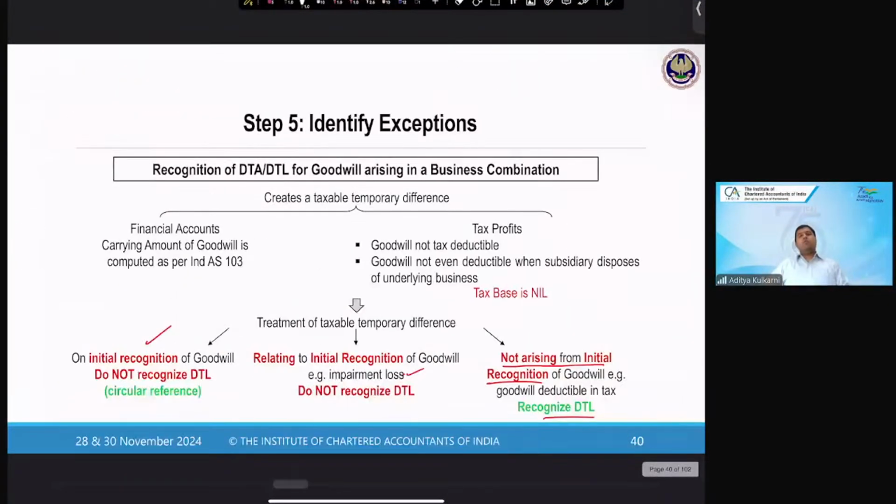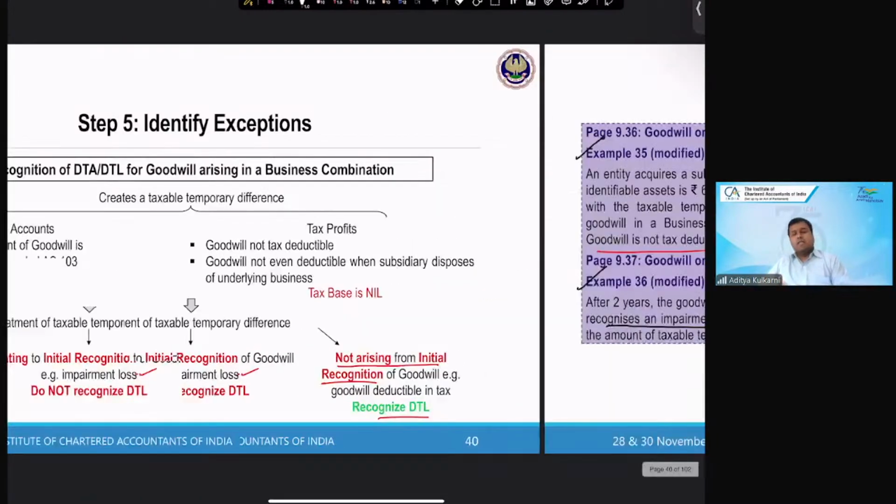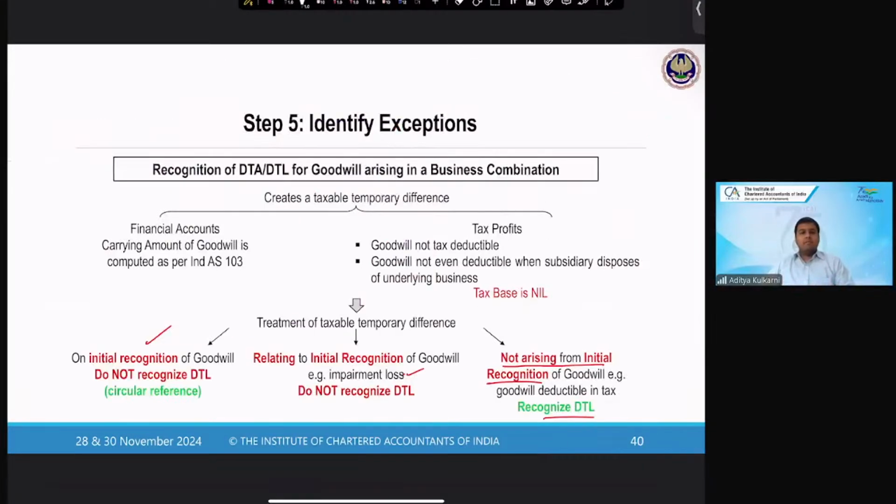Step number 1, determine the carrying amount. Step number 2, determine the tax base. Step number 3, temporary difference. Step number 4, identify DTA or DTL. So these were the first 4 steps. The next 5 steps or 6 steps pertain to determining exceptions, application of rate, etc. So we run through those steps, and that should close your deferred tax in totality.